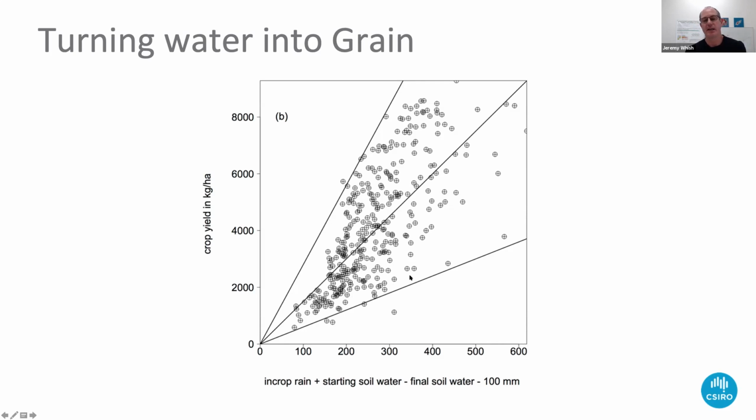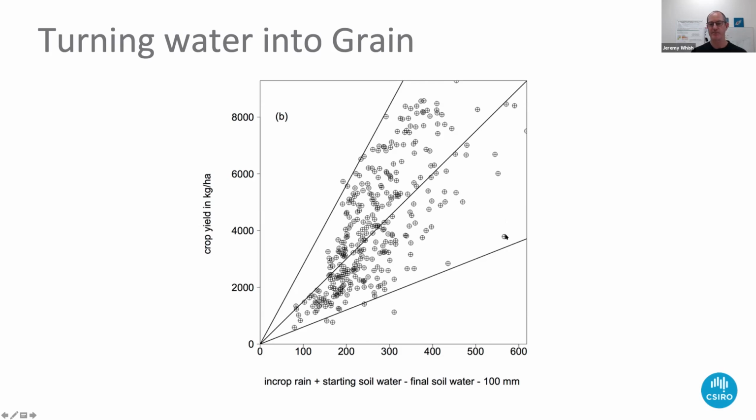But either way, these are a whole lot of sorghum crops. These were, I think, around the Condamine region. And you can see it's a bit of a shotgun, and we rule a line through there to give ourselves a rough rule of thumb that in this environment, it was about 15 kilograms of grain for every millimetre the crop saw. So this work was done years ago by French and Schultz. It works much better in the south than it does in the north.